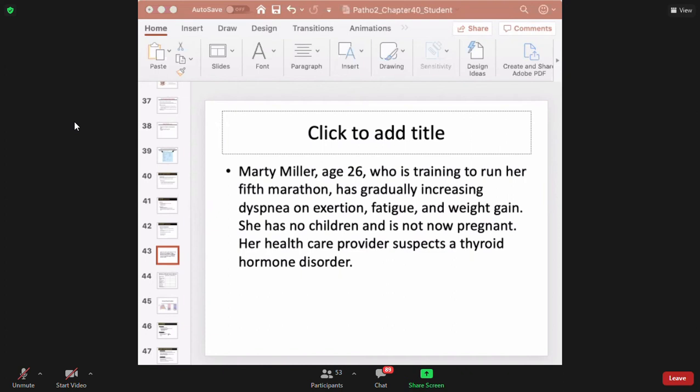Her skin would be dry, possibly a goiter, right? She doesn't make a lot of oils, so she'd have very brittle hair. She'd probably have a non-pitting edema. She may be pale, yeah, because her heart rate and pulse rate may be low. Very, very good. All right.